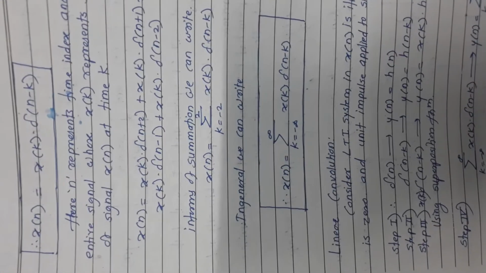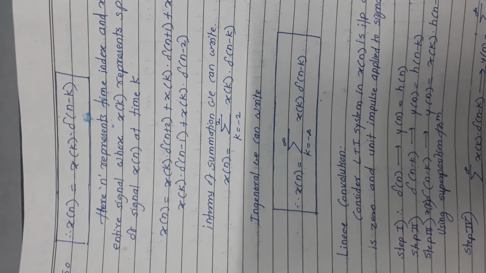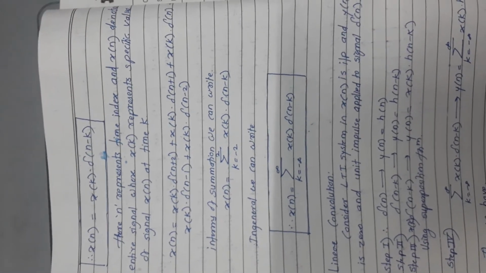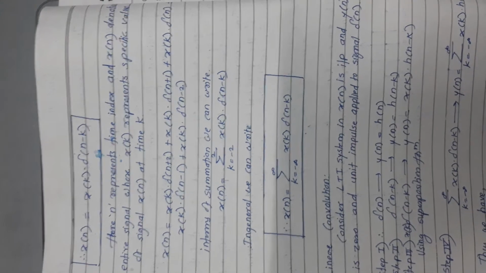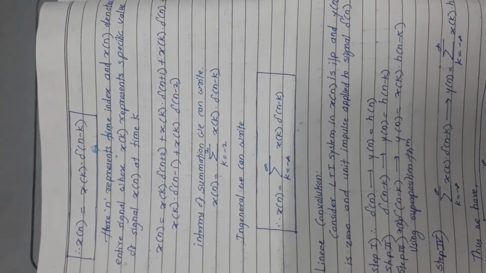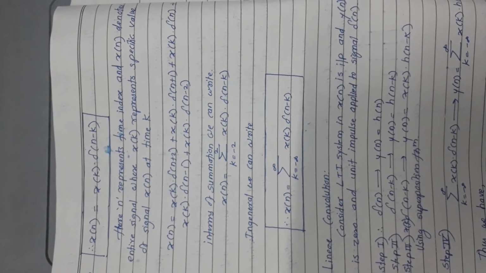So x of n is equal to the sum of x of k into del of n minus k. Here n represents the time index and x of n denotes the entire signal, where x of k represents the specific value of signal x of n at time k.